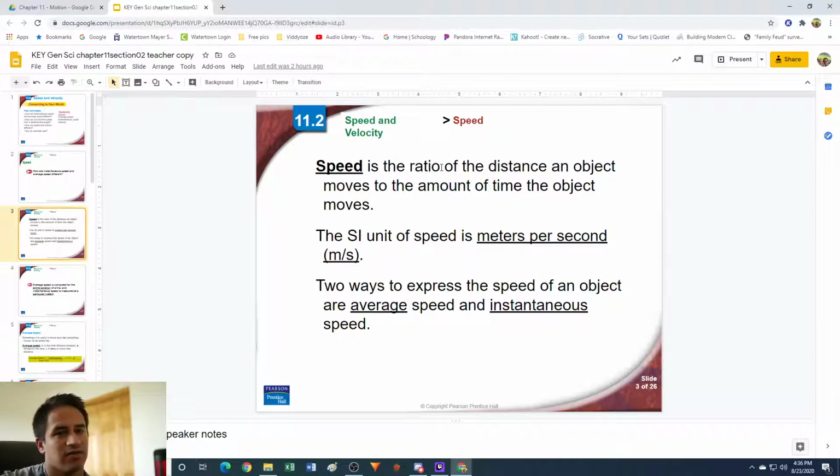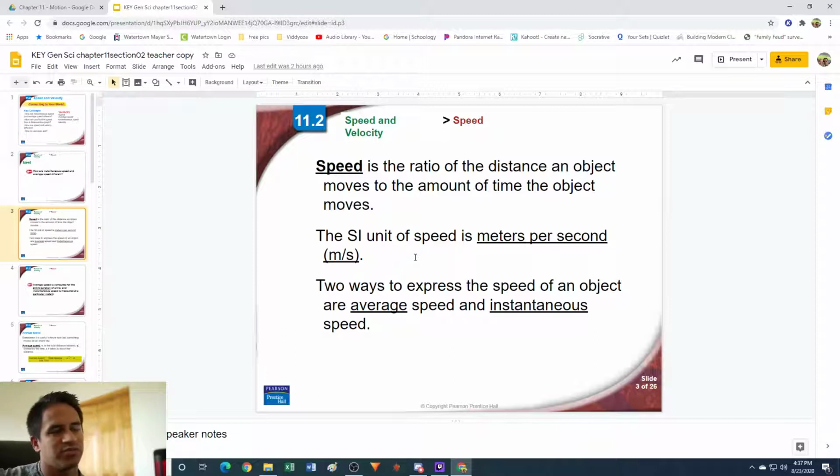Now, the SI unit for speed, which is the International System of Units, the science unit of speed, is meters per second. The units we are familiar with in the United States are miles per hour, or maybe feet per second if you're looking at speeds of bullets or something else. But because we do not use the metric system in the U.S. and we do in science, we're going to be using meters per second.